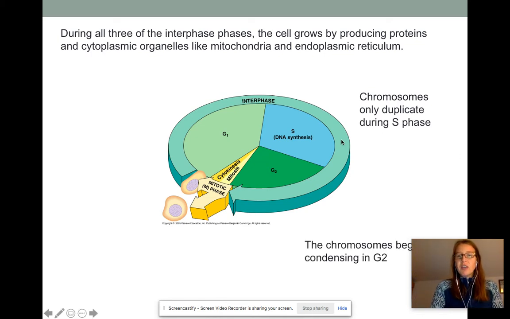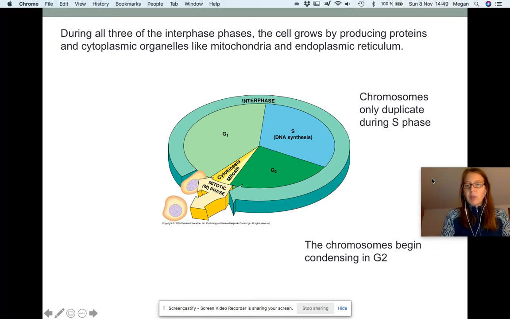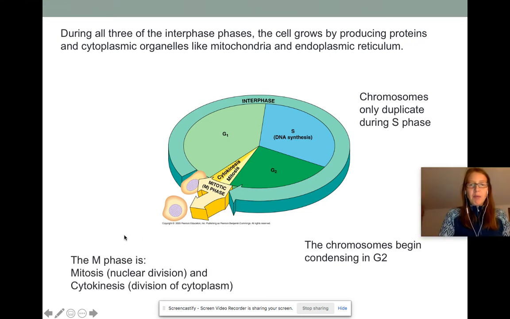And then what's different in the G2 phase from the other phases is just that the chromosomes are going to start to condense. And we'll take a look at what chromosome condensing looks like in the next slide. And then lastly, the M phase is made up of mitosis, which is the division of the nucleus, and cytokinesis, which is the division of the cytoplasm.